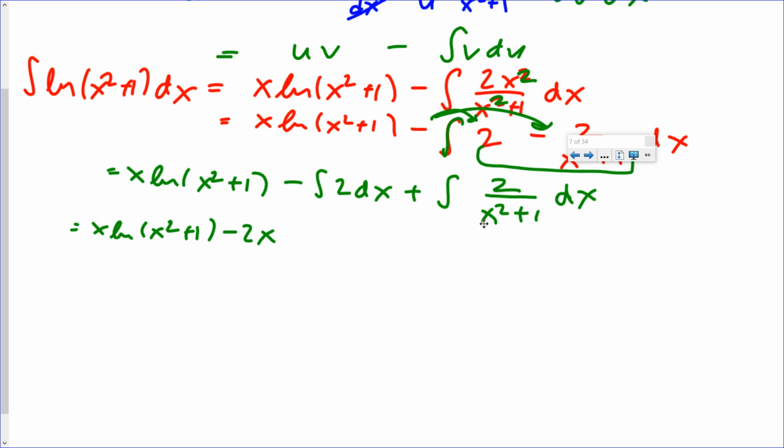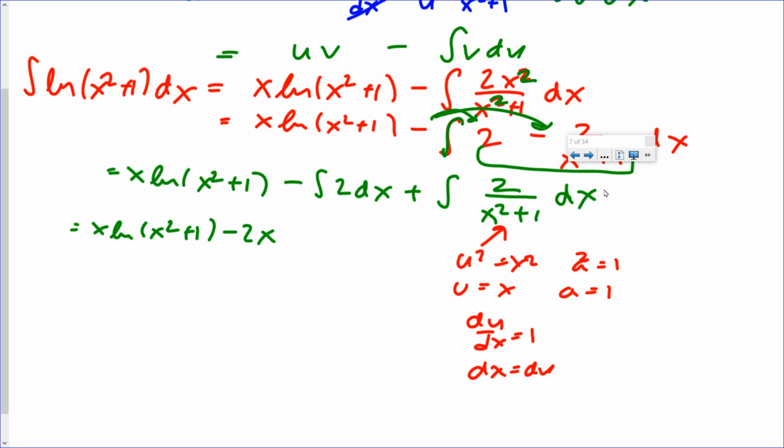What's the integral of 2 over (x squared plus 1)? Yeah, it's an arctan problem, okay? So u squared is equal to x squared, a squared is equal to 1, that means u is equal to x, a is equal to 1. du/dx is equal to 1, dx is equal to du. I substitute 2 things: I substitute my u squared, and I substitute my dx. So I get 2 over (u squared plus 1) times du.